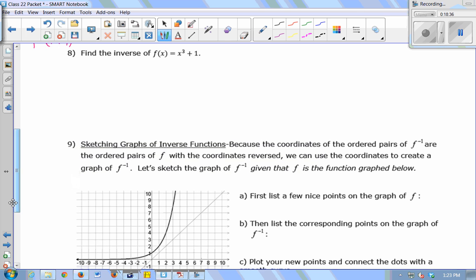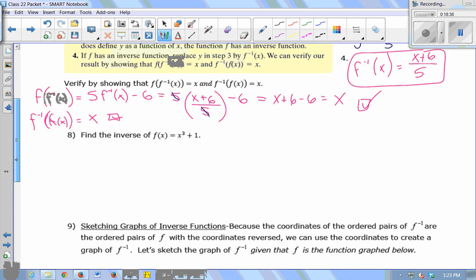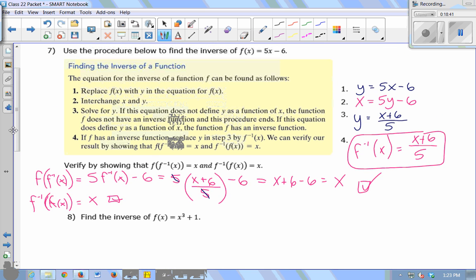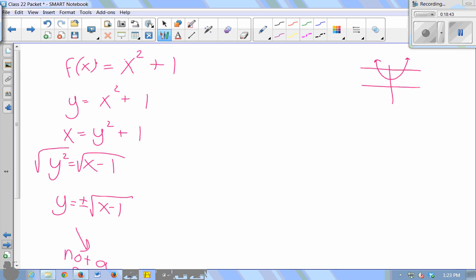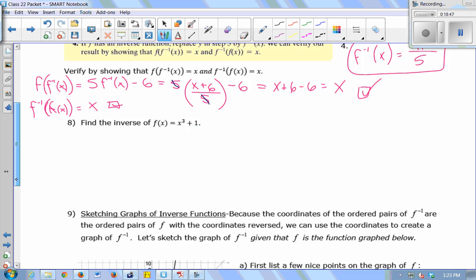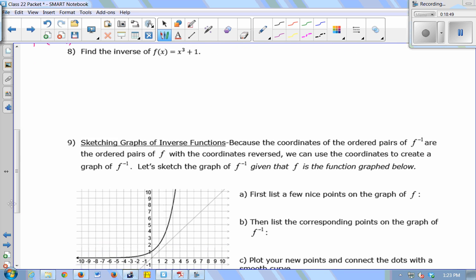All right, so now that we've done a linear example, and we just did an example of finding an inverse, it just didn't happen to also be a function. Why don't you guys try finding the inverse of f of x equals x cubed plus 1?